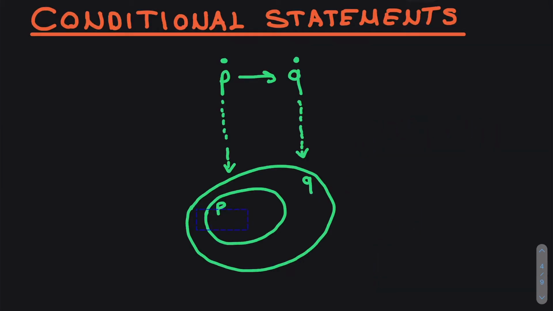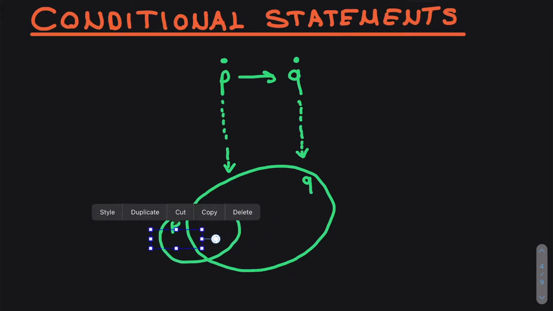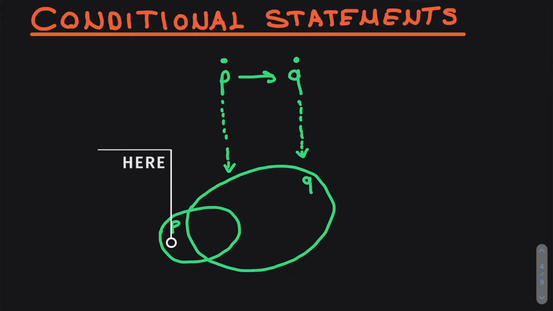Now suppose we have a figure like this. There is a region in which P is true but Q is false. Then the if P then Q statement will be false, as P does not guarantee Q, or it's not sufficient for Q.